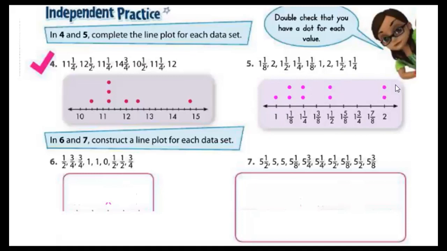Okay, we finished the first section in independent practice. Now the second one. In 6 and 7, construct line plots. It means to draw a line plot for each data set. So first, you have to draw the number line and determine the values over the line without repetition. When we have a repeated value, for example 1 and 1, two ones, select just one value from them and write it under the number line.